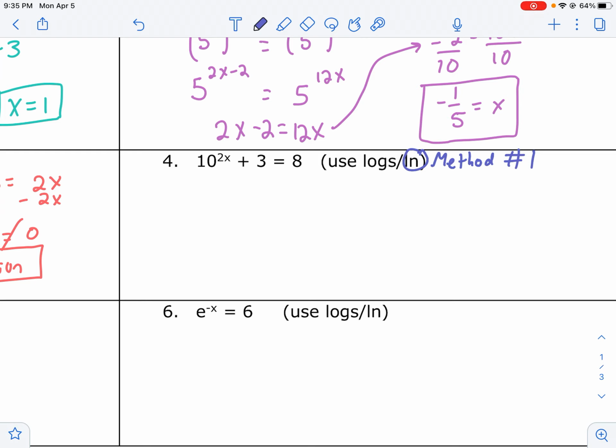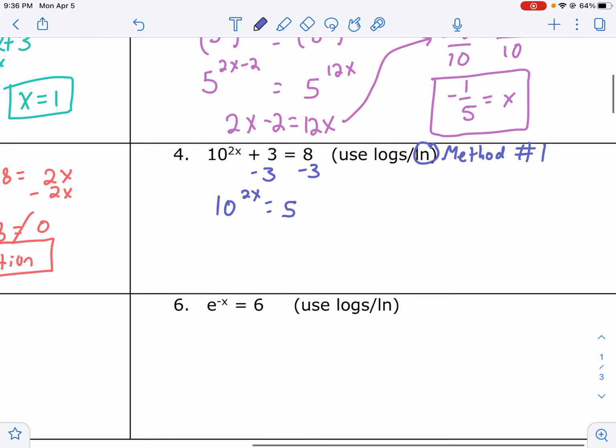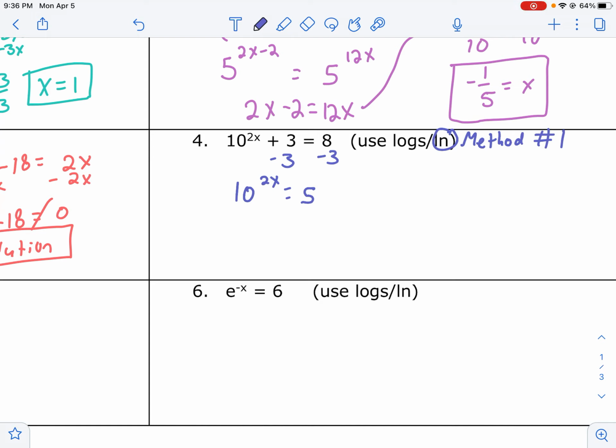Our exponent is here on the 10, so in order to isolate that, we subtract 3 from both sides. That's going to give us 10 to the 2x is equal to 5. Now we have an exponent isolated. At this point, this is when you're going to take the log, in this case, the natural log of both sides. So we natural log here, and we natural log here.